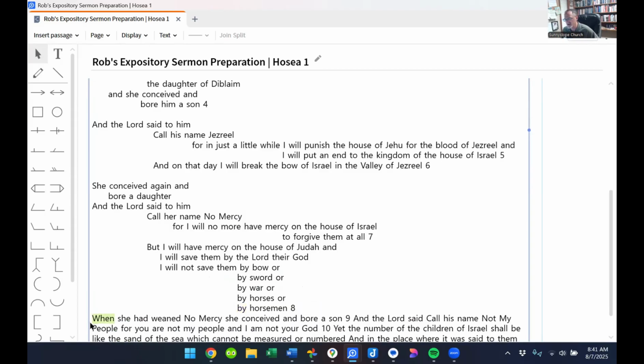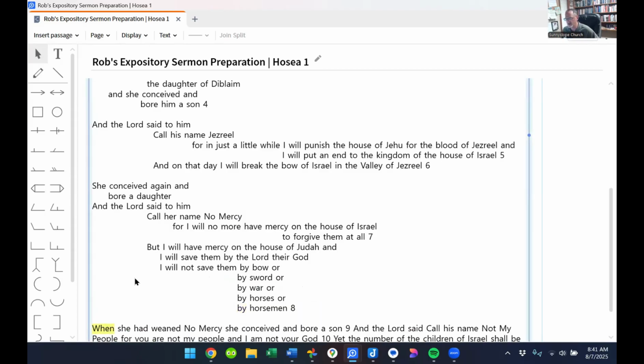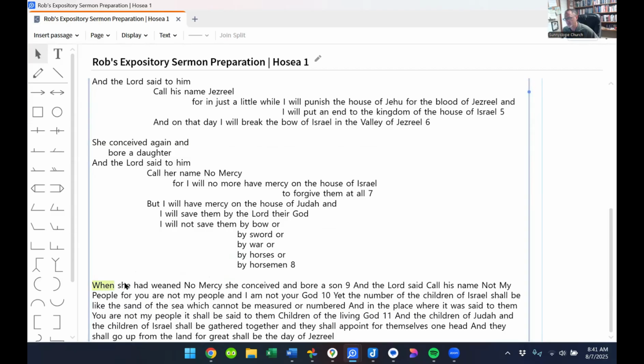When she had weaned, okay, so we're back to narrative. When she'd weaned No Mercy, that poor kid, her name is like, ouch.